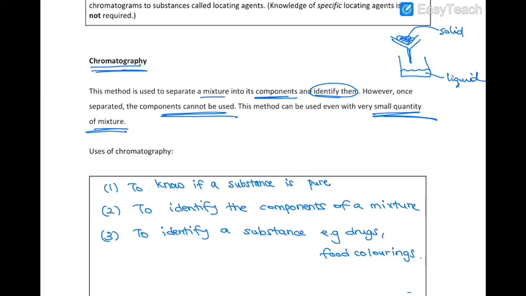It can also be used to identify certain food colorings. As you know, some food colorings are banned. So the Food and Drug Administration is an organization that tests the different substances, additives in food. So then they can know whether the food coloring that has been used in that food is permitted by law or not.